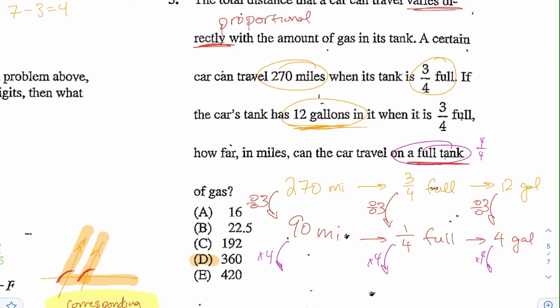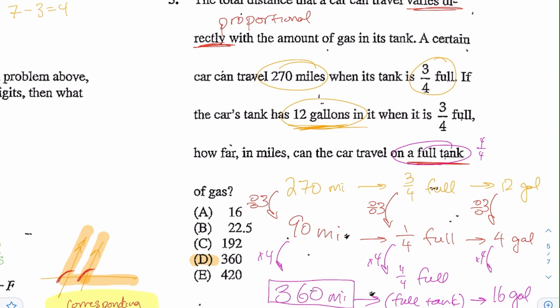It's directly related. So if you multiply by 4, this would be 4 out of 4 full, or just full tank. That means it's going to be 4 times 4 gallons, or 16 gallons. That's the capacity of the tank. And that also corresponds to 90 times 4, which is 360 miles. So this will be the full range of the car. Of the full tank, it can travel 360 miles, which is choice D.